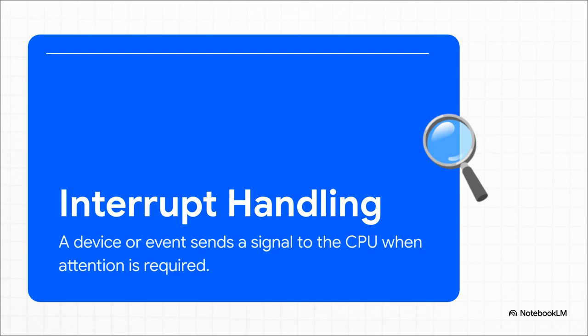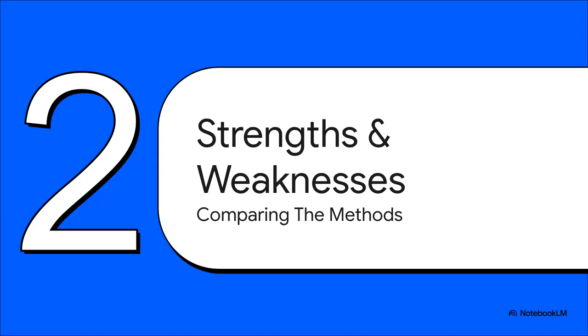And in the other corner, we have interrupt handling. This is when a device or an event sends a specific signal to the CPU the exact moment attention is required. In stark contrast to polling, interrupts are purely reactive. They literally force the CPU to completely pause its current task, go service the interrupt, and then carefully return to its previous work once that job is done. Let's move on to part 2, strengths and weaknesses.